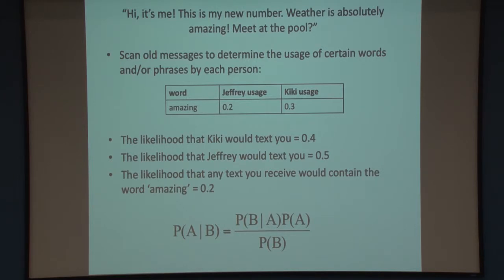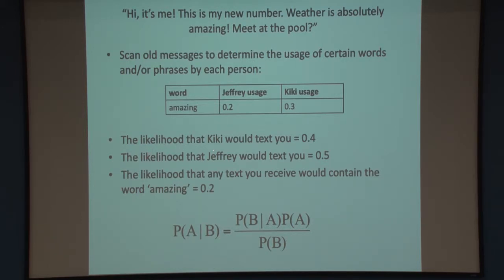I'm trying to keep this simple. So this is the text up here. So let's say you scan all the messages. And in this example, we're only using one word, just to keep it simple. Let's say you want to use the word amazing to decide if it's Jeffrey or Kiki that sent this. Looking through all your texts, you find the probability that Jeffrey would say amazing in a text is 0.2. The probability that Kiki would say it is 0.3.